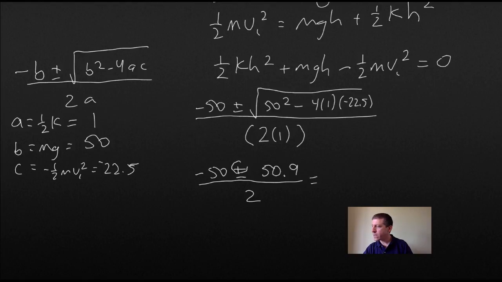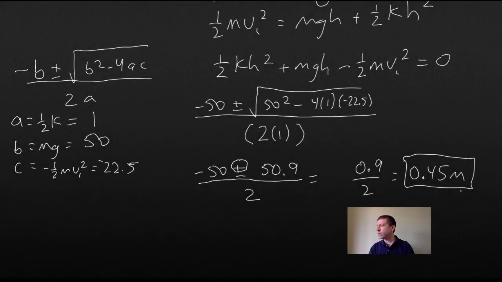That's the one we want. So that'll be 0.9 over 2, and that gives us 0.45 meters is our final height. So this is our solution that we seek, but we could also get a value of about negative 51 meters.